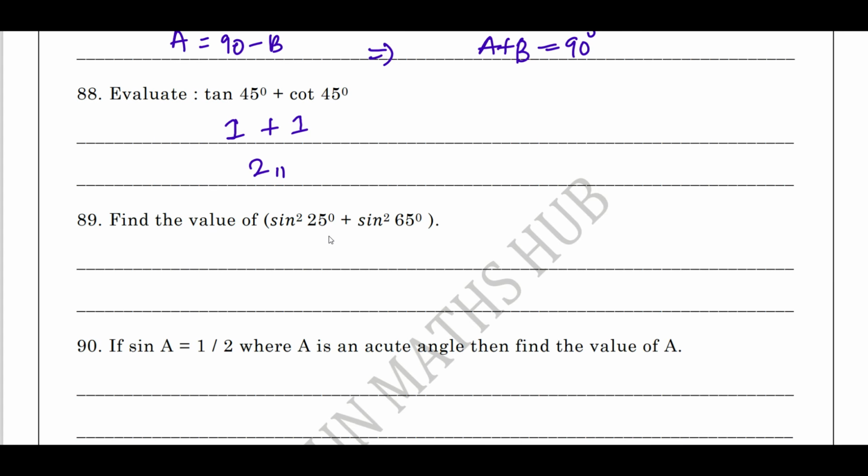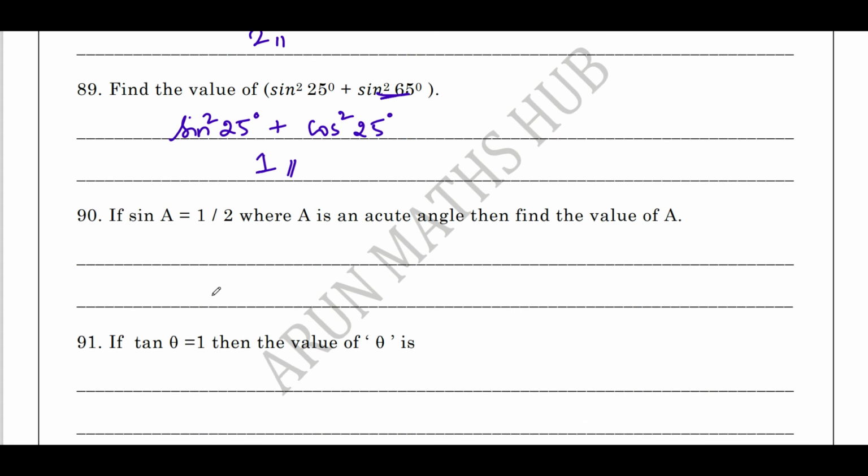Sin square 25 degree plus sin square 65 degree. We need to find out the value. So sin square 25 degree as it is. Now what I'll do, I'll convert sin square 65 degree in terms of cos using the complementary relation. I can write it as cos square 25. Sin square 25 plus cos square 25 is 1, by using the identity sin square theta plus cos square theta equals 1.